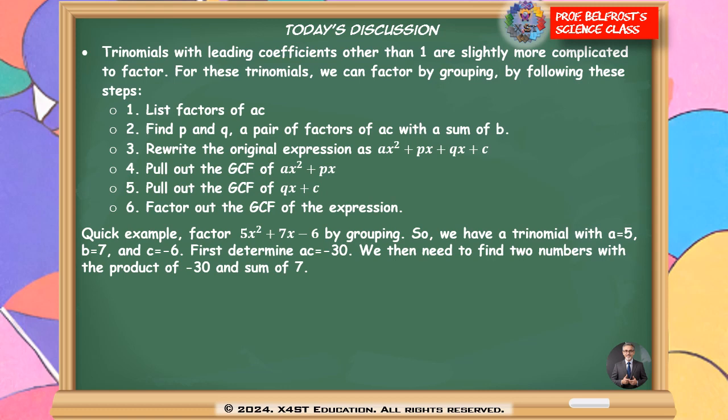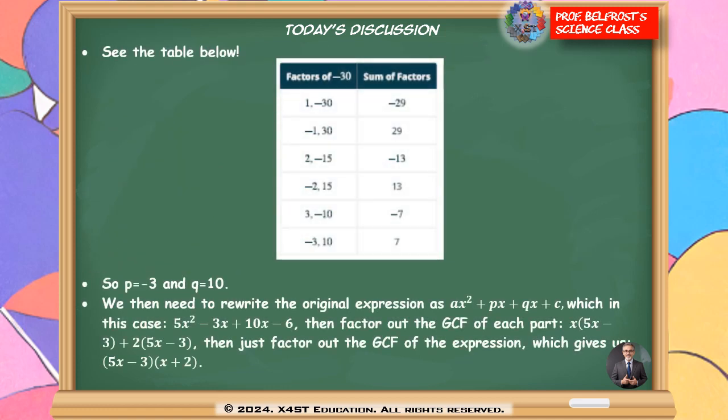Quick example for you. Factor 5x squared plus 7x minus 6 by grouping. First we determine ac, which is minus 30, and we need to find two numbers with a product of minus 30 and a sum of b equals 7. Here is the table. From the table we can find the desired sum is when p equals minus 3 and q equals 10. We then rewrite the original expression as 5x squared minus 3x plus 10x minus 6. Then factor out the GCF of each part, which gives us (5x minus 3)(x plus 2).